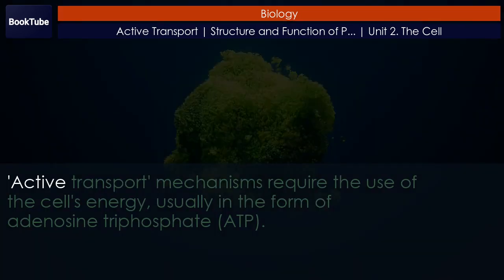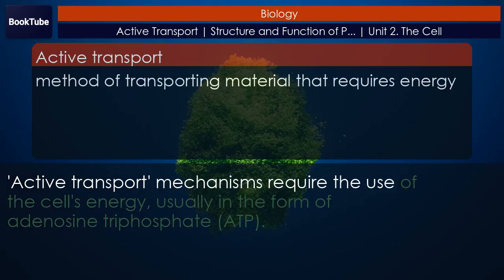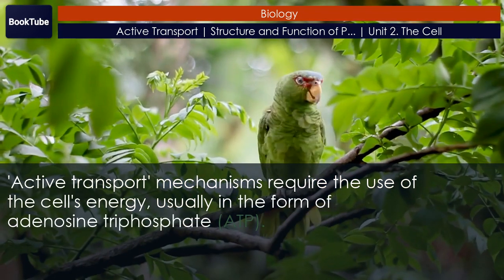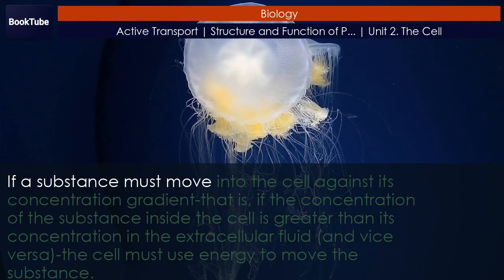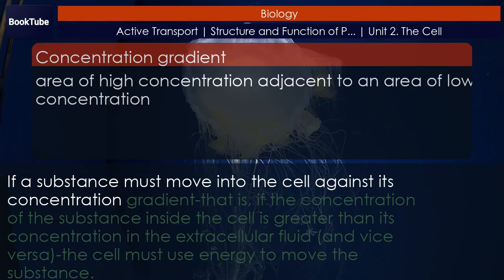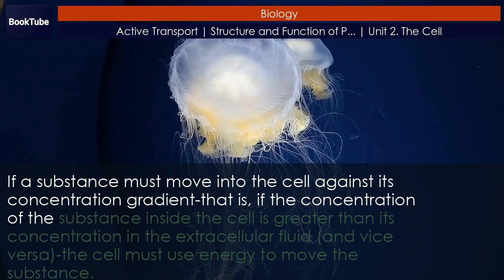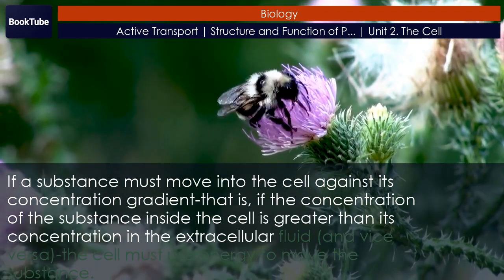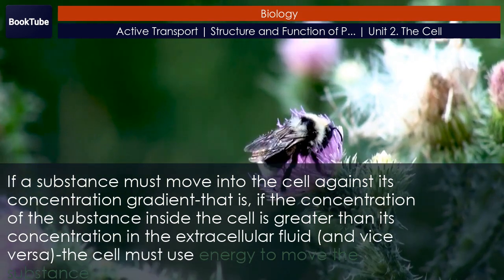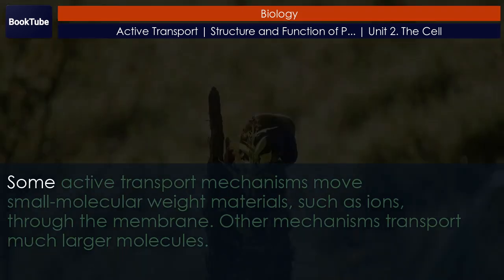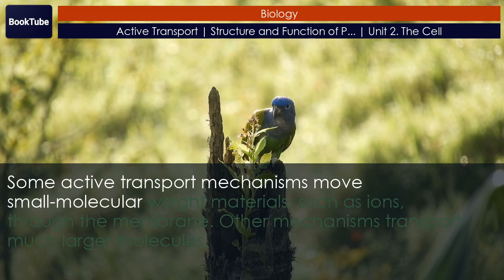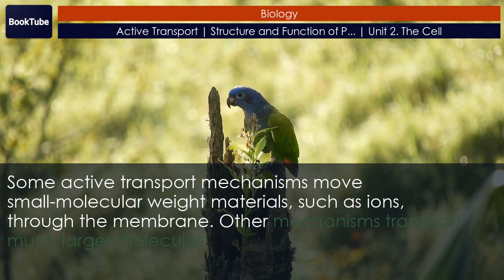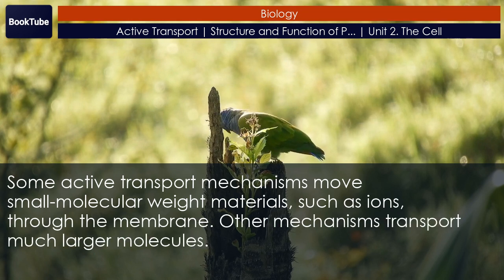Active transport. Active transport mechanisms require the use of the cell's energy, usually in the form of adenosine triphosphate, ATP. If a substance must move into the cell against its concentration gradient, that is, if the concentration of the substance inside the cell is greater than its concentration in the extracellular fluid, and vice versa, the cell must use energy to move the substance. Some active transport mechanisms move small molecular weight materials, such as ions, through the membrane. Other mechanisms transport much larger molecules.